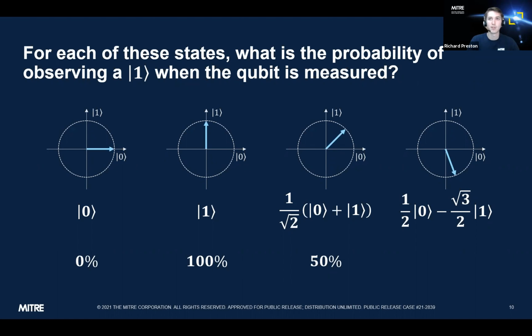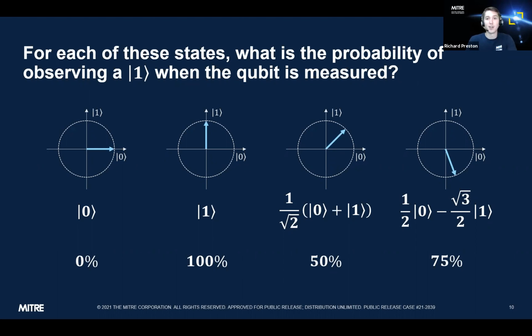Yep, 3/4, 75%. Notice we have a negative sign here. This is allowed. This is called a phase, which we'll talk about much later. But it doesn't matter because it's squared. So when we measure it, it doesn't matter what the phase is. We square it, and that's the probability.